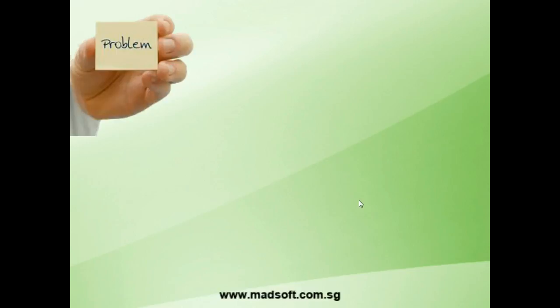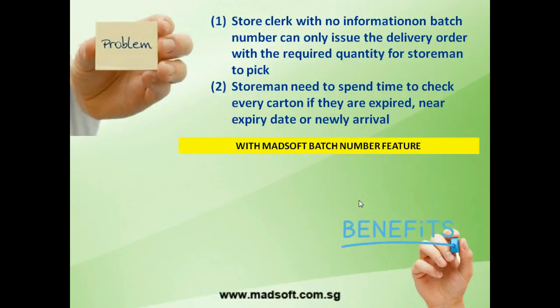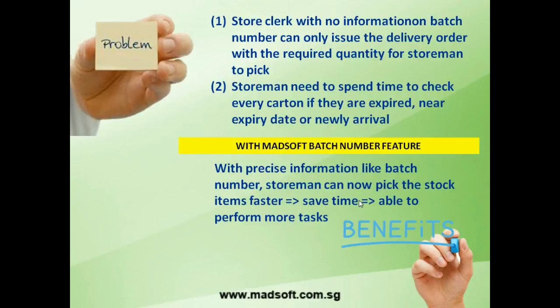So in summary, the company faced problem number 1, the store clerk with no information on the batch number can only issue the delivery order with the required quantity for the storeman to pick. Problem number 2, the storeman needs to spend more time to check every carton to see if they are expired, near expiry date, or are newly arrived stock items. So with the MadSoft batch number feature, the benefits will be with more precise information like the batch number, the storeman can now pick the stock items faster. This helps to save time and the storeman is able to perform other tasks, so it improves the efficiency.